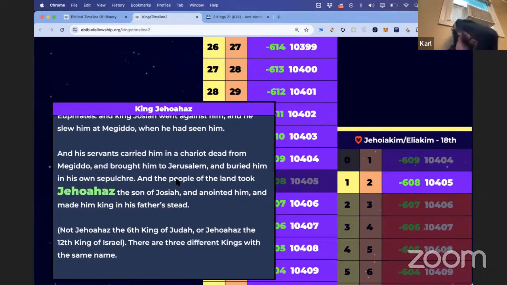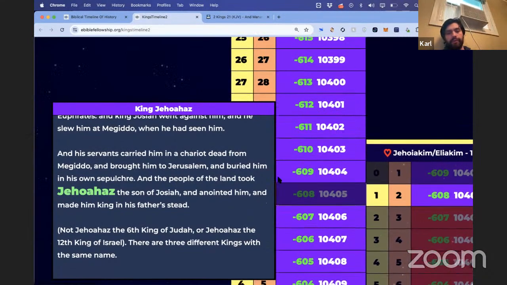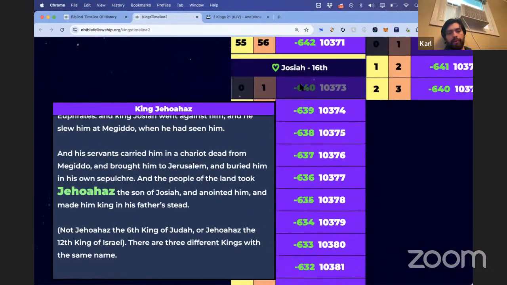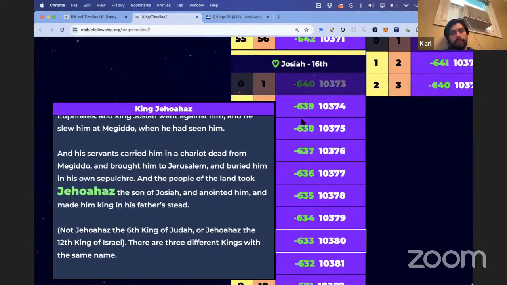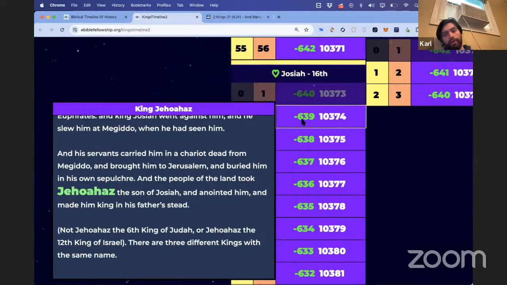Now, one thing we forgot to point out with Josiah is that Josiah was the last good king of Judah. He happened to be one of the most faithful kings. That's why he's got the green heart there. And he was responsible for destroying all the idols. He would grind them to powder. And there's a whole chapter that goes through that whole account.